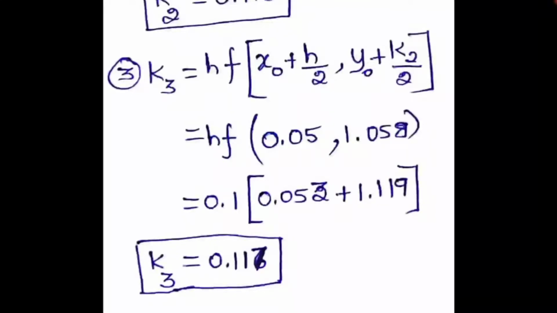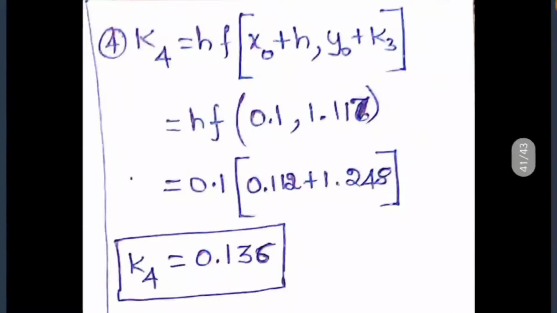Next is k4. Here k4 is equal to h into f of x0 plus h, and the y term is y0 plus k3 alone. So we will get 0.1 and 1.117. Substituting this x and y in the function xy plus y square, you will get the answer 0.136, which is your k4 value.